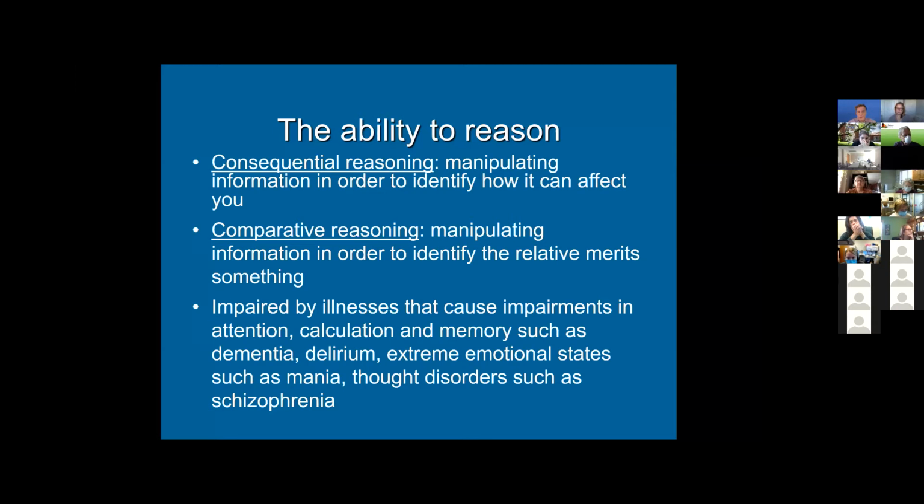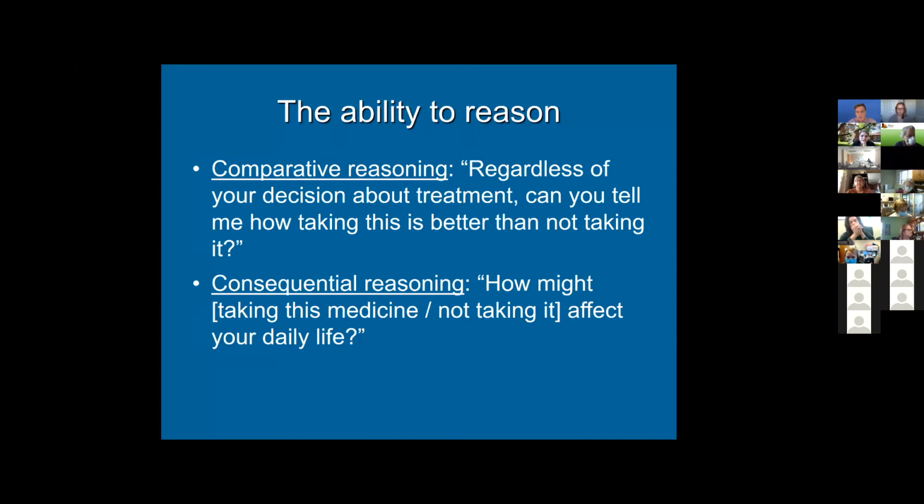A question that I use to assess comparative reasoning is, regardless of your decision about treatment, having the MRI, going to adult day activity program, regardless of your decision about that, can you tell me how going to the adult day activity program is better than not going? So the reason why I have that stem of regardless of your decision about, and then whatever that is, treatment, adult activity program, MRI, taking donepezil, seeing the neurosurgeon, whatever it may be: can you tell me how X is better than not?